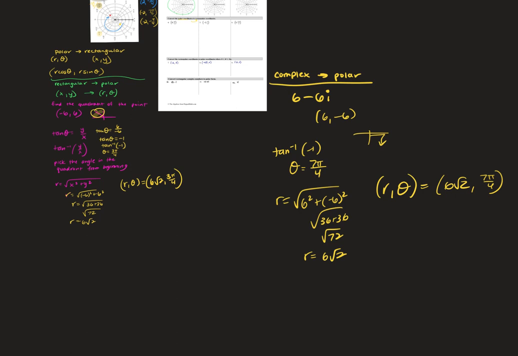There was a question on the review, and it just had like 7i. How do you know if it's like 0, 7 or 7, 0? The i is always second. Oh, okay. So the i is the b. Good question.